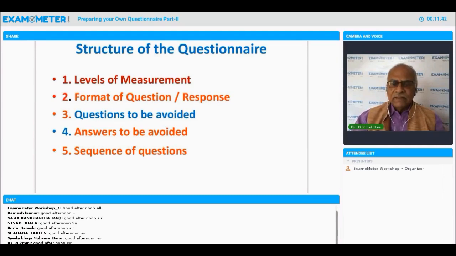One, levels of measurement, format of questions or response, questions to be avoided, answers to be probed or avoided, and sequence of the questions. I hope you remember these points which you have discussed in different sessions of this workshop.